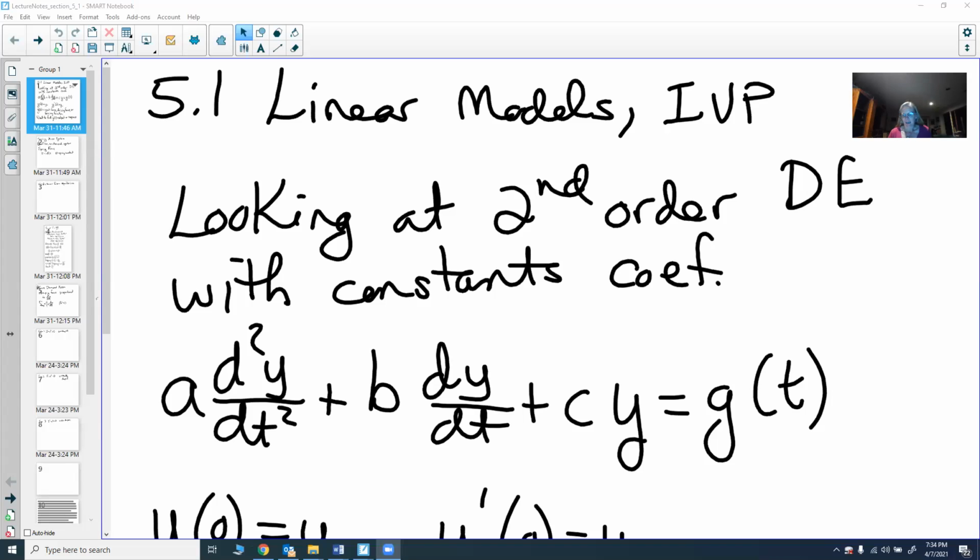So now let's look at doing some application problems for differential equations for a higher order. So we're going to look at some linear models, initial value problem ones. We're going to be looking at some second order differential equations with constant coefficients.